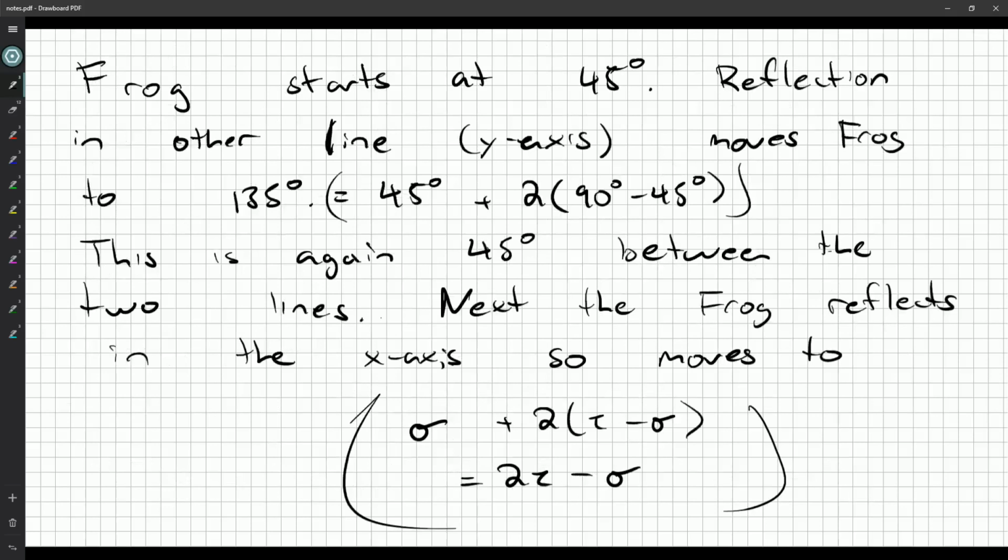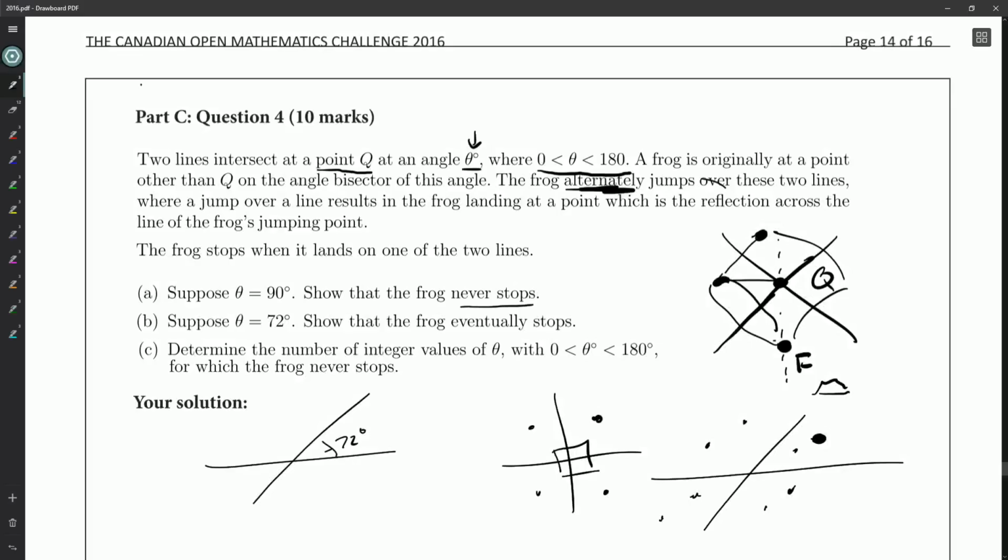One thing we could do, now B and C both are sort of asking for similar things. In B we're showing that the frog eventually stops, so eventually lands on a line. But in C we want to determine, well, I guess we're just determining the number of integer values. And it might be conceivable that we can't list all those values out, and that there'd be some reason to show specifically 72 won't work, but I don't know. It might be worth it to try and do B and C together.